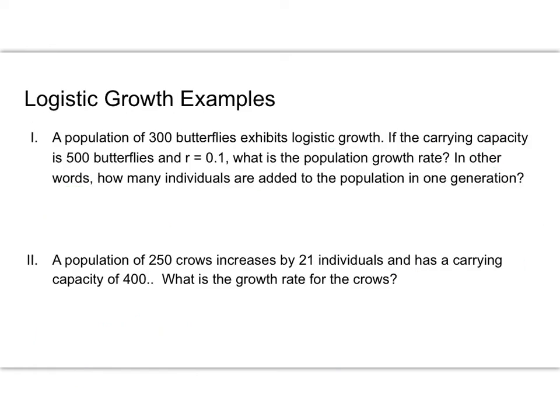So let's look at butterflies first. So I have a population of 300 butterflies, and it's telling me it exhibits logistic growth. If the carrying capacity is 500 butterflies and R is 0.1, so we know our Rmax now, what is the population growth rate? In other words, how many individuals are added to the population in one generation? So my population growth rate is asking me how many individuals am I going to add.